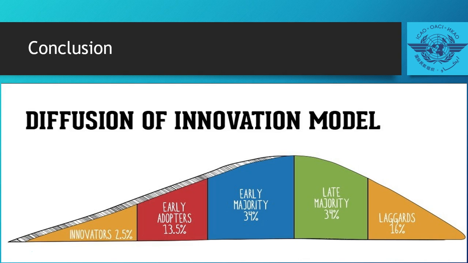So, using Everett Rogers' diffusion of innovation model, the global harmonization progress on regional specific ATM system development and implementation is clear to see. The European Union and North American agencies are both innovators, early adopters, and early majority with their respective ATM systems. The Single European Sky research and Next Generation Air Transportation System are leading the global harmonization of ATM systems.